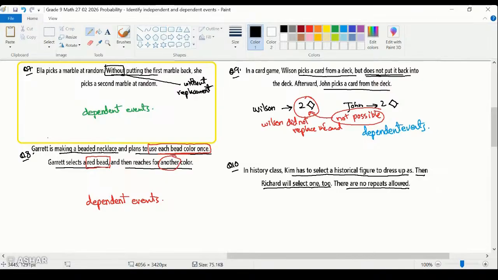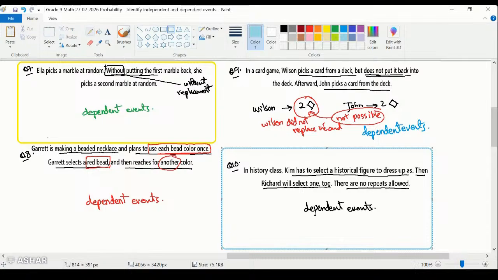So what happens is the dependent event is the selection of the first, that is Kim. If Kim selects person A, then Richard cannot select person A, right? So the results are dependent on each other. Agreed? These are dependent events. If they were both allowed to choose any character, even a repetition, then it would not have been a problem, and they would be independent. But selection by the first person affects the selection of the second person, so that is a dependent event.